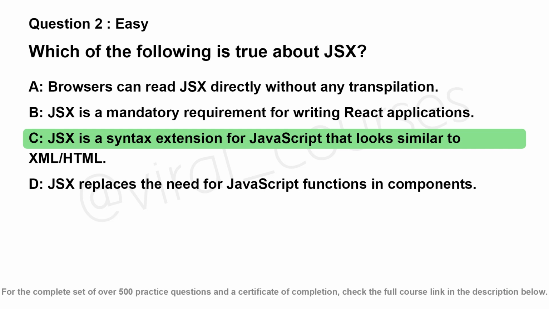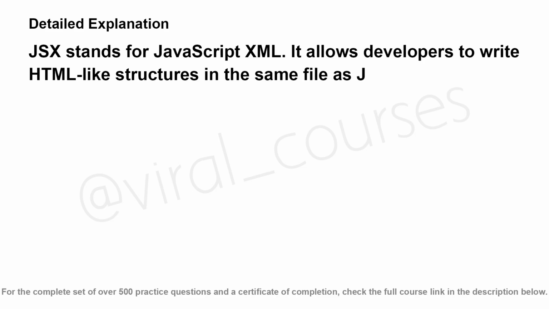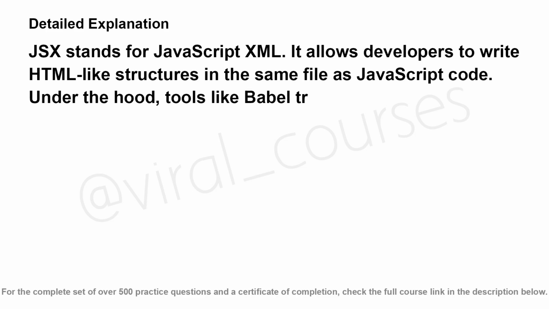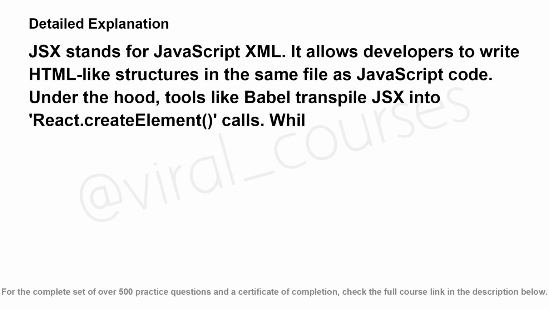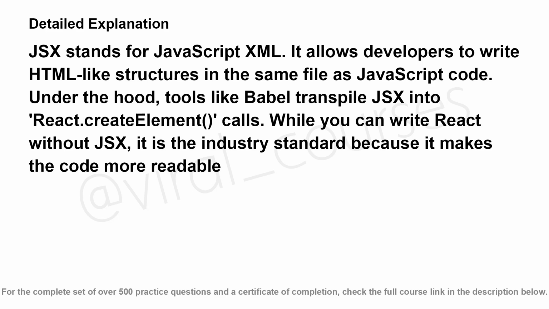The correct answer is C. JSX stands for JavaScript XML. It allows developers to write HTML-like structures in the same file as JavaScript code. Under the hood, tools like Babel transpile JSX into React.createElement calls. While you can write React without JSX, it is the industry standard because it makes the code more readable and easier to debug.